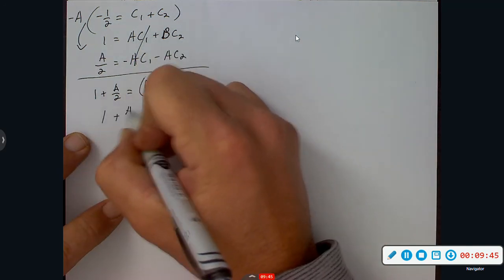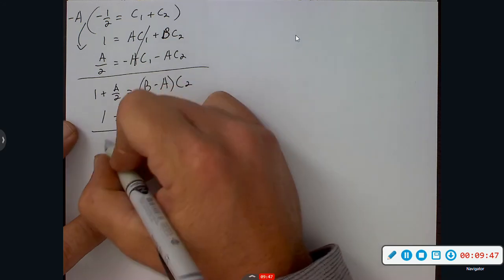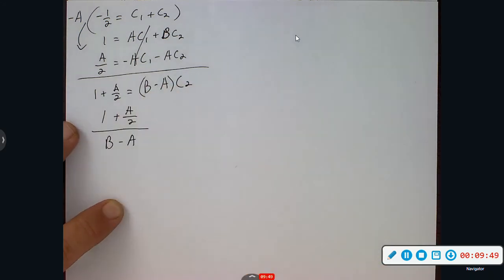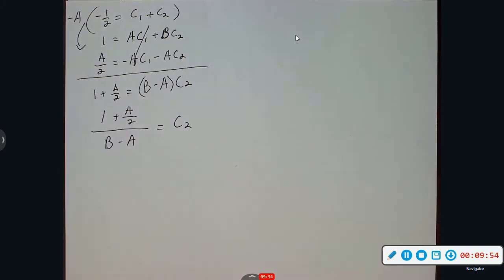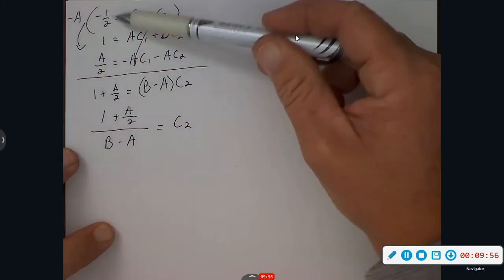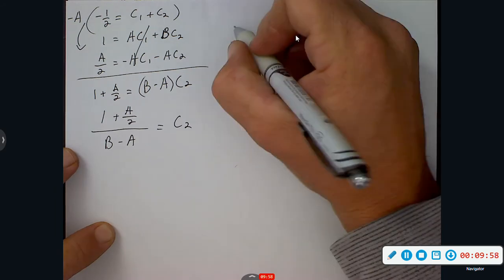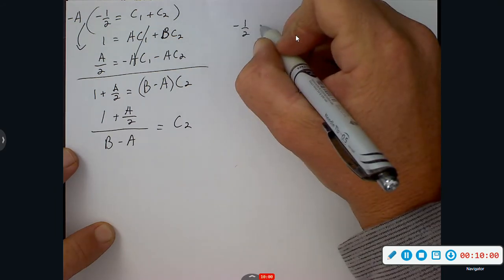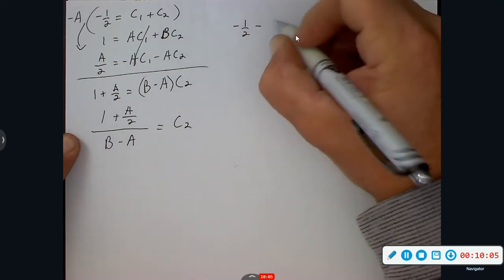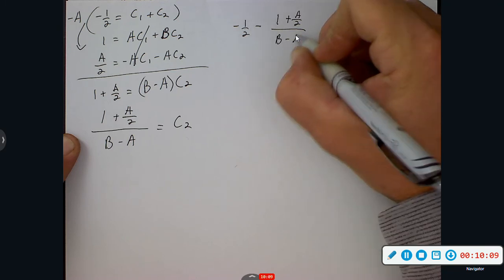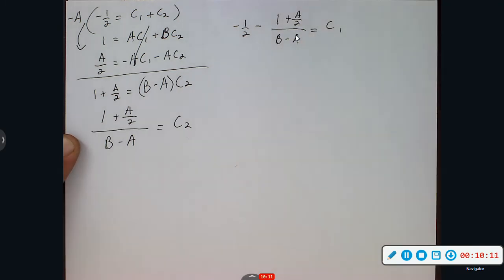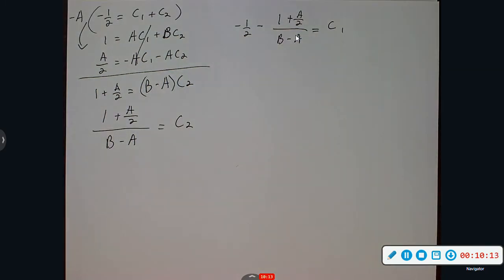So I can divide by B minus A. I have 1 plus A over 2, and then B minus A. So that's what C2 is going to be. It's going to be in terms of these two decimals. And let's go back to the top, plugging it in. Negative 1/2, I'm going to subtract C2. So I'm going to subtract this: minus 1 plus A over 2 over B minus A equals C1. So let's go to the calculator work now.